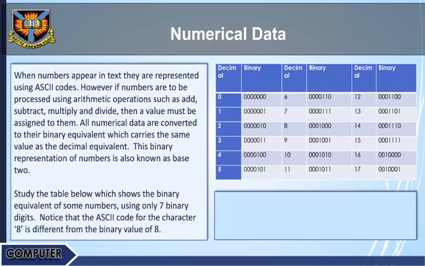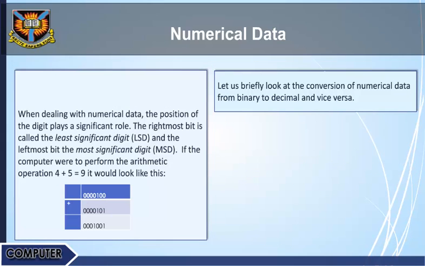Study the table below, which shows the binary equivalent of some numbers using only 7 binary digits. Notice that the ASCII code for the character 8 is different from the binary value of 8. When dealing with numerical data, the position of the digit plays a significant role. The rightmost bit is called the least significant digit, LSD, and the leftmost bit is the most significant digit, MSD. If the computer were to perform the arithmetic operation 4 plus 5 is equal to 9, it would look like this.